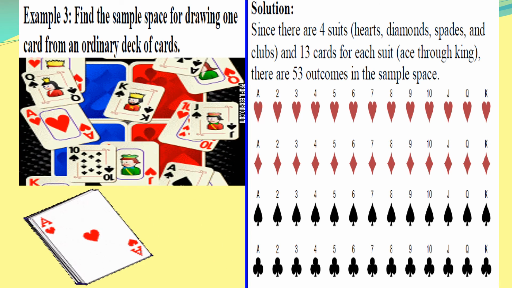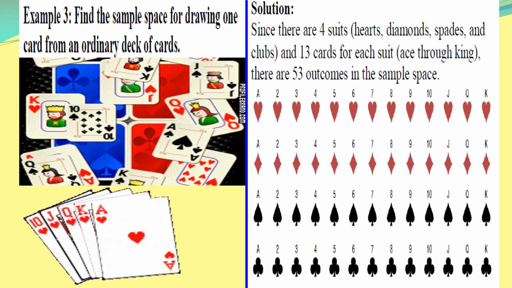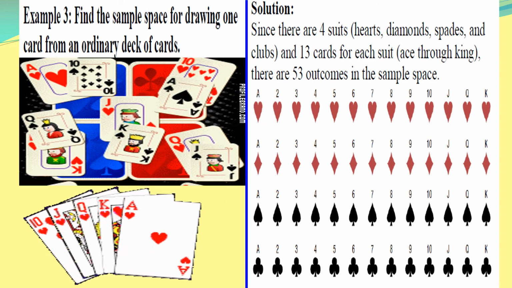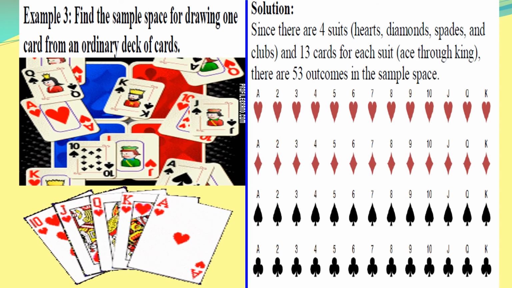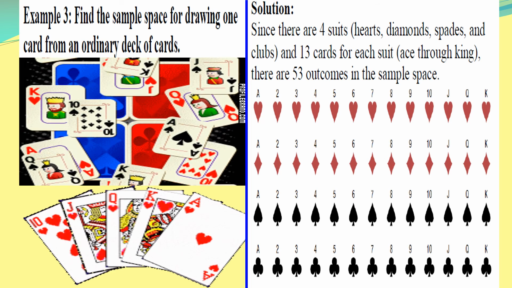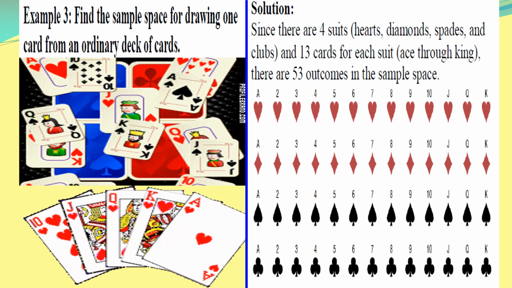For the hearts, from ace to king. For the diamonds, from ace to king. For the spades, from ace to king. And for the clubs, from ace to king.